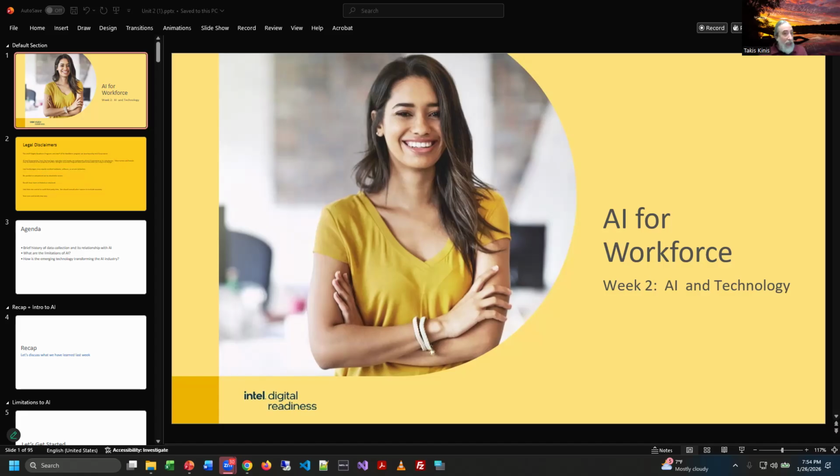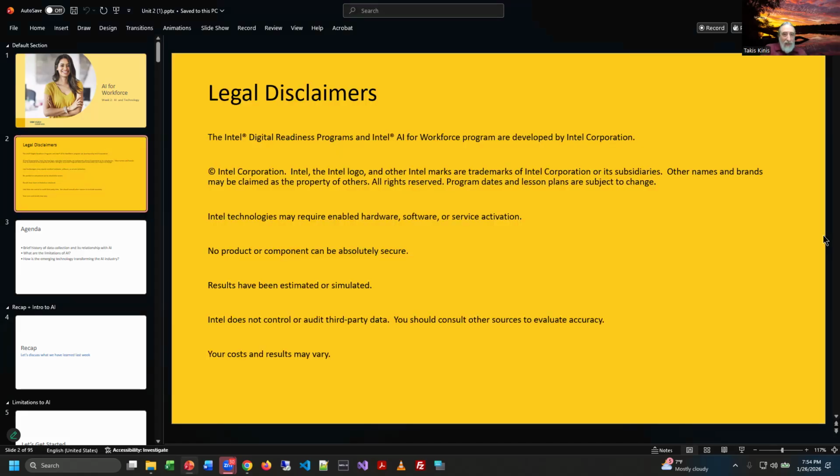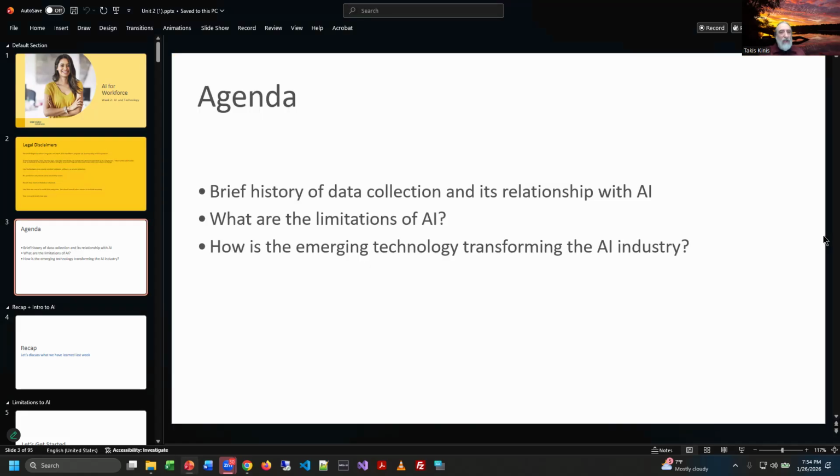The topic is AI and technology, and really, more importantly, not just technology, but data. And I like to refer to it as disruptive technologies or revolutionary technologies that have come along. Of course, we're basing this all on the Intel AI for Workforce materials shared with us from Intel Corporation.